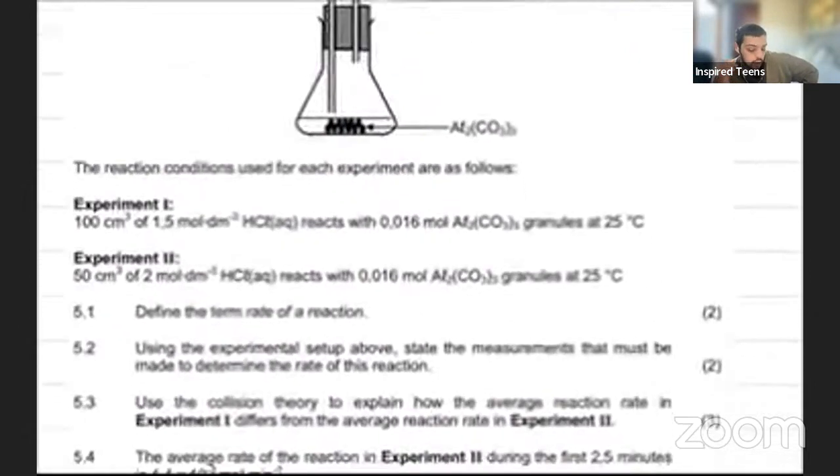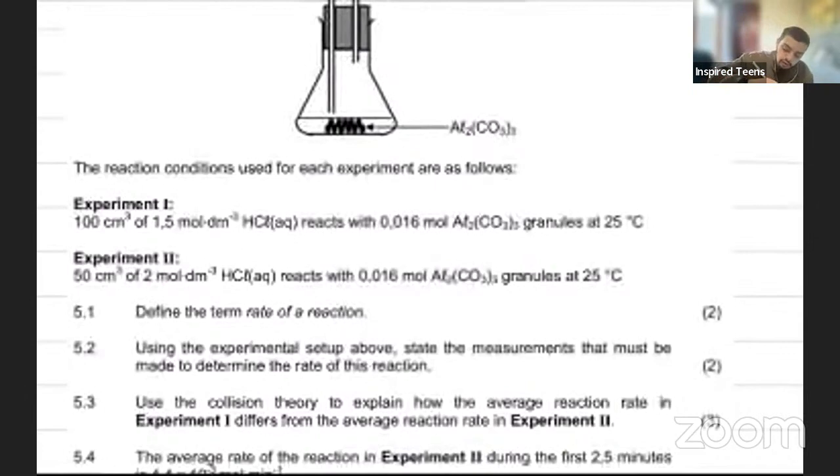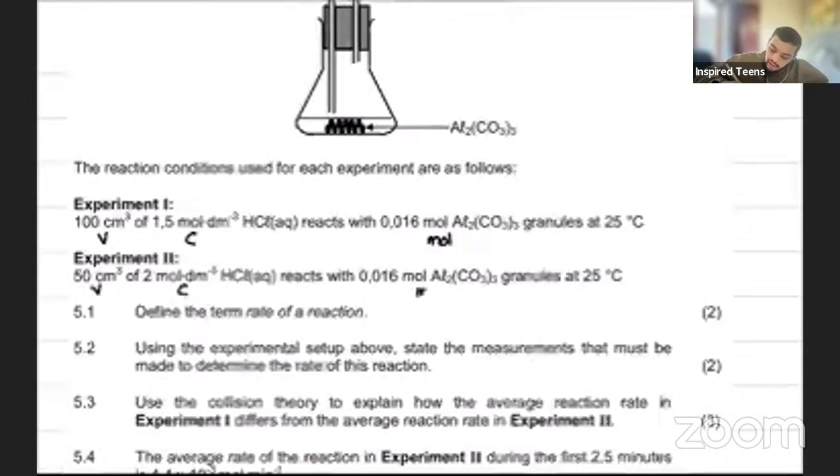So experiment 1, we have 100 centimeters cubed of 1.5 moles per decimeter cubed. So this is volume, this is concentration of HCl, reacts with 0.016 moles of Al2(CO3)3. So this is moles, right? So that's like the amount that's mixing. Granules at 25 degrees Celsius. In experiment 2, we have 50 centimeters cubed of 2 moles per decimeter cubed HCl, which reacts with 0.016 moles of Al2(CO3)3. Okay, so it's all the same, right? Granules at 25 degrees Celsius.